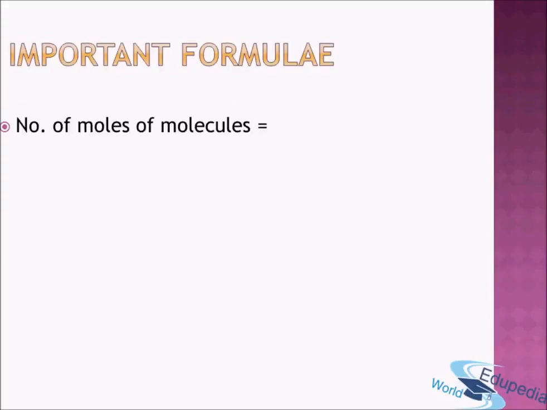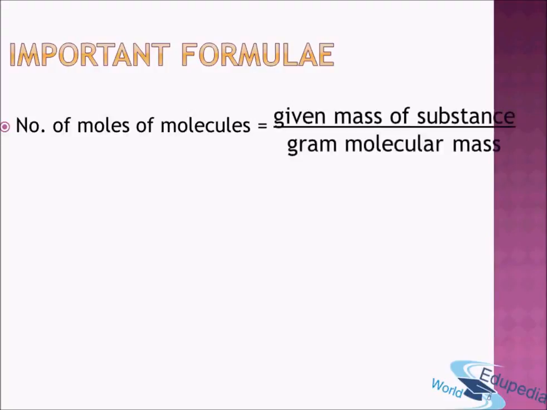The first formula that you have to remember, and these are very important formulas, is the calculation of the number of moles of molecules. If you have to calculate the number of moles of molecules, it is nothing but the given mass of a substance divided by gram molecular mass. So number of moles of molecules is equal to given mass of a substance divided by gram molecular mass. For example, let's see.